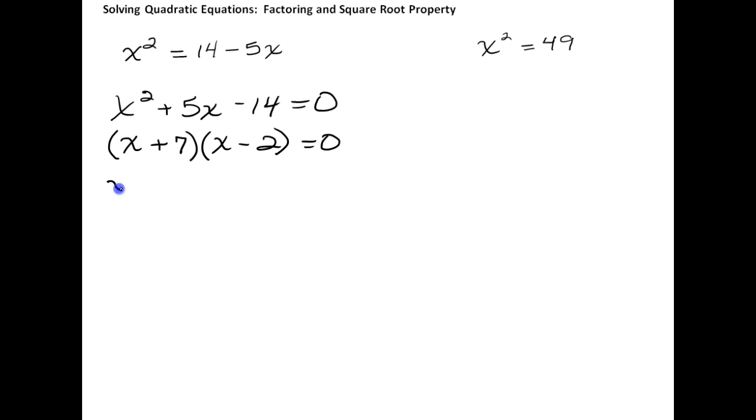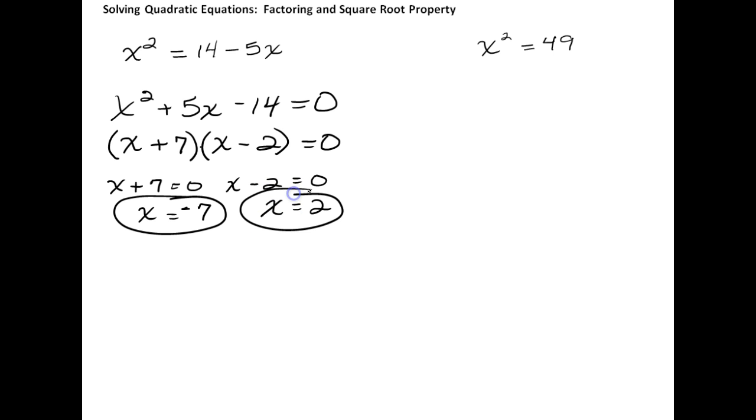And then each of those factors have to equal 0, because we're talking about two numbers that multiply together and equal 0, and the only way that happens is if one of those two is 0, and then you solve for x. Subtract 7 from both sides, we get x is equal to negative 7 is one of our answers, and x equals 2 is the other answer.